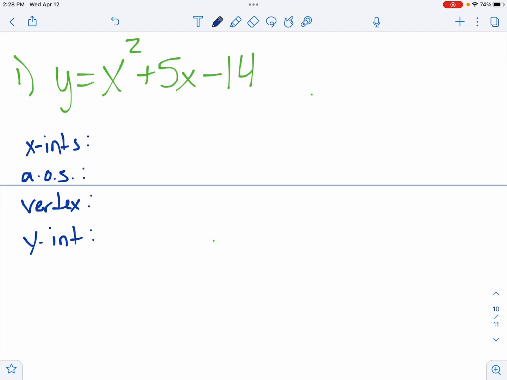So let's do x-intercepts first. Remember, you have more than one method. If you don't like the method that I choose, use a different one. We should get the same answers. I'm going to factor because I like factoring. If it's factorable, I always factor.